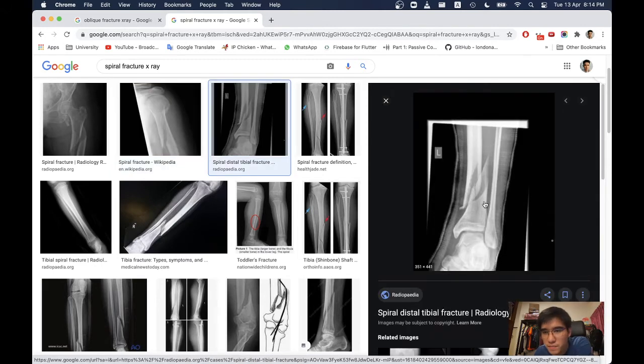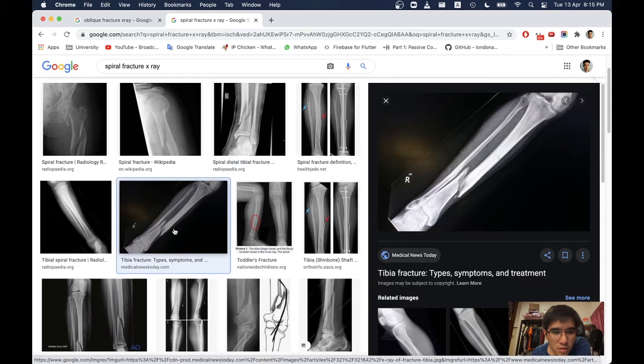How about this one? This one can't really see properly. Here. It starts here, goes here, and then there's a line here, I guess. And it's going back to the other side. What about this?